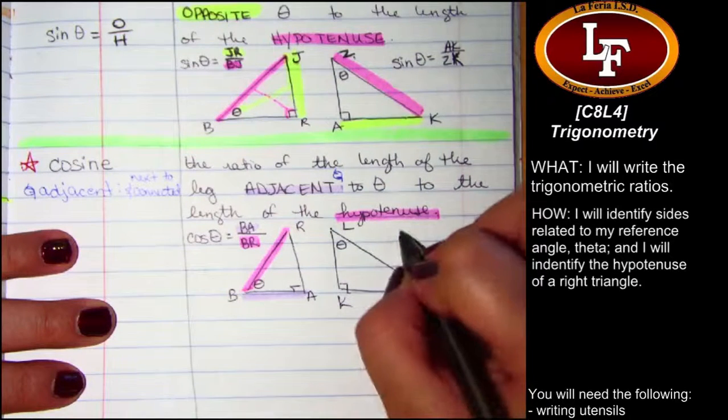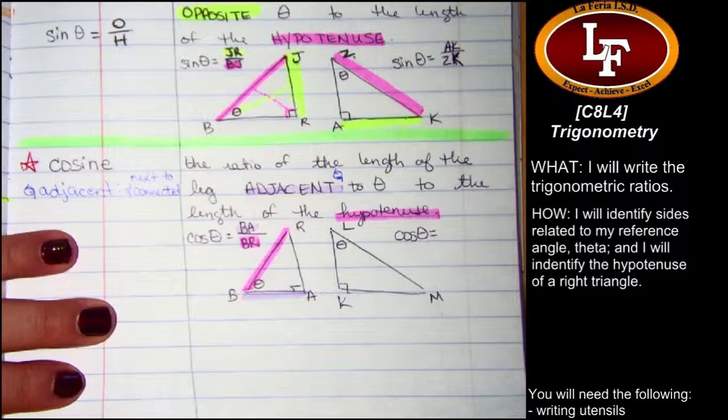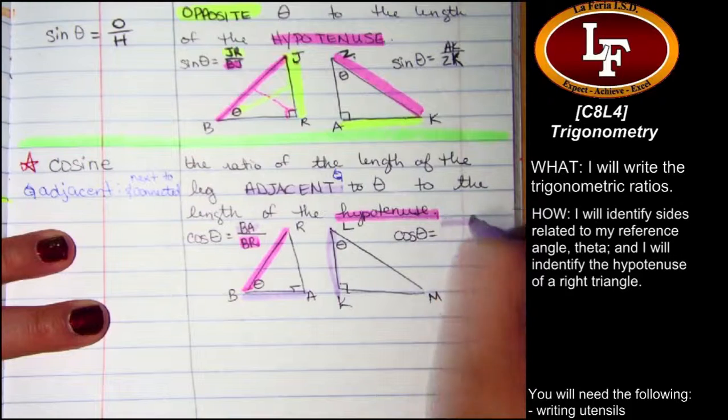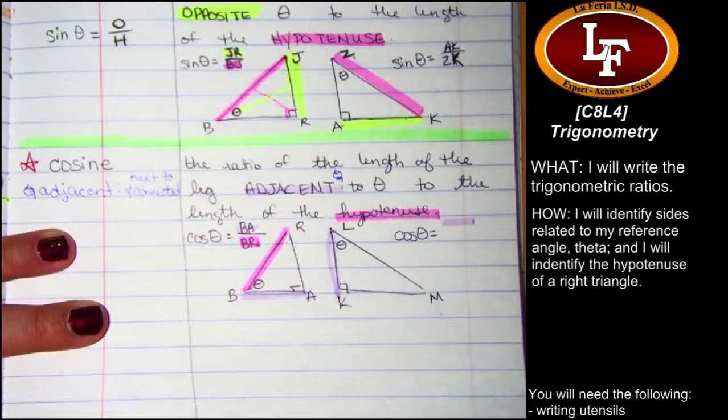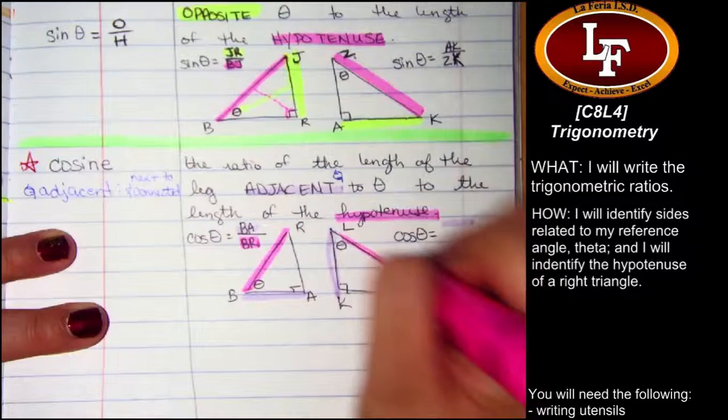All right, give me the cosine ratio for this one. Okay. LK is the side adjacent. And the hypotenuse? LM.